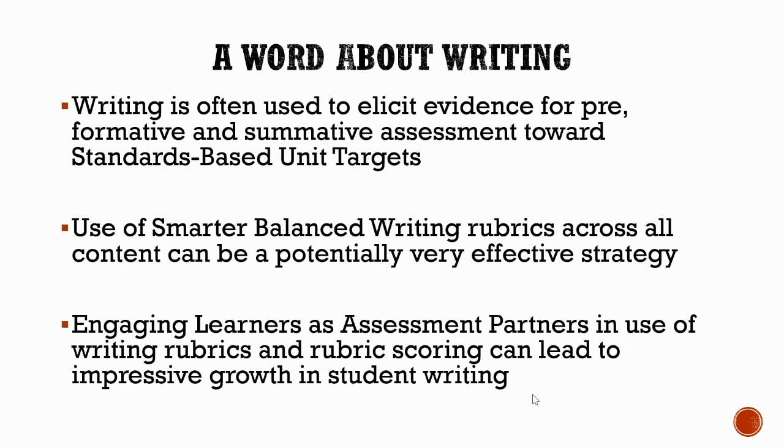Engaging learners as assessment partners in use of writing rubrics and rubric scoring can lead to impressive growth in student writing. In one class, a teacher provided a writing prompt from different content areas every 6 weeks. Students got in groups of 3 and received 3 anonymous papers from other students in the class. They used a common writing rubric to score each paper individually and then got into their trio to determine if they had agreement in their scoring.